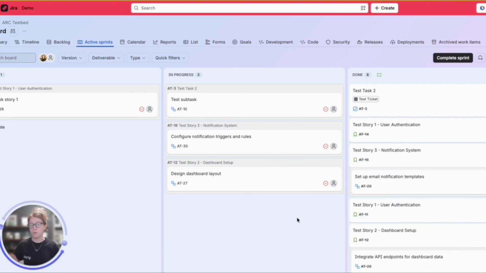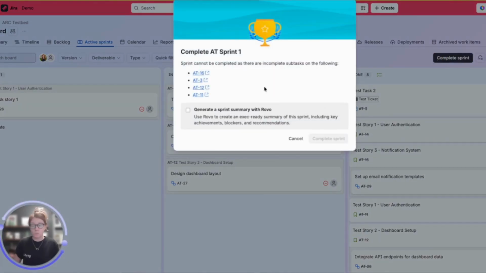Here I have on my board a series of subtasks that are not completed and a series of tasks and stories that are completed. I want to go ahead and close out my sprint, and in doing so, I'll get a warning that tells me that the sprint cannot be completed due to subtasks not being able to be orphaned, meaning they have to follow their parent.